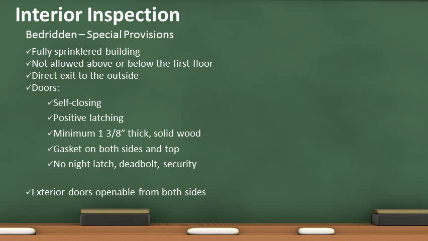In order to have bedridden clients, special provisions must be in place. The building must be fully sprinklered. The clients are not allowed above or below the first floor, and the rooms must have a direct exit to the exterior. The doors to a bedridden client's room shall be made of wood, at least 1 3/8 inches thick, self-closing, positive latching, and provided with a gasket to seal both the sides and the top of the door. The door may not have a night latch, deadbolt, security chain, or similar device.